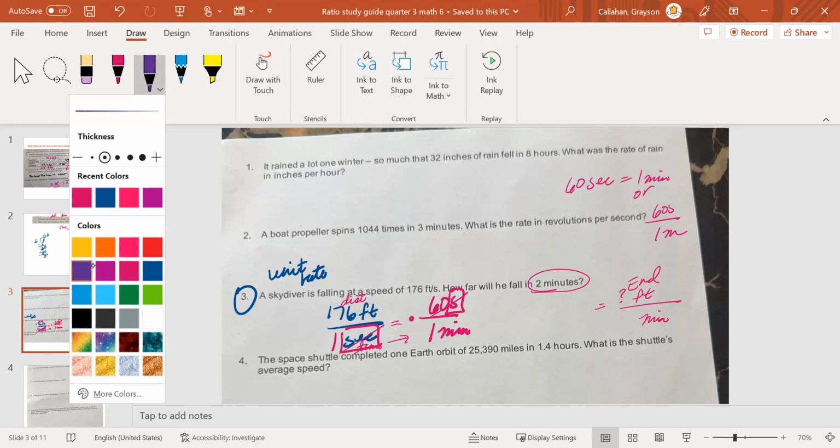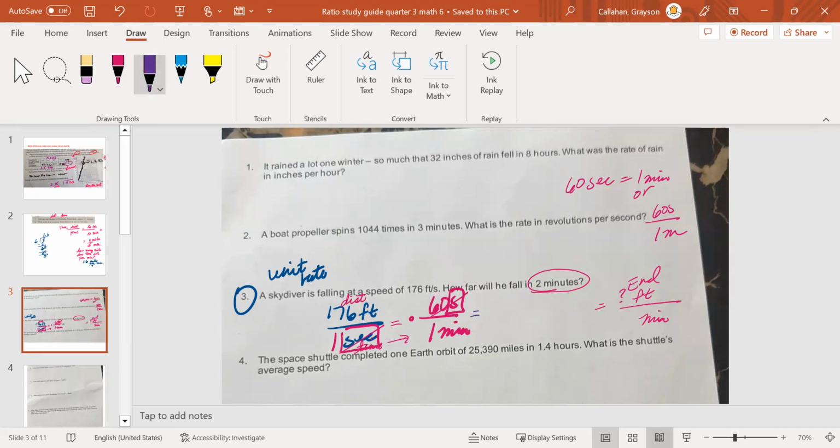So when you multiply across, 176 times 60. You're going to get 10,560 over 1 minute. This is in feet over minute. Do you already see like this is a pretty big number of feet that you're falling? If you want to change that from 1 minute to 2 minutes, what are you going to do with the feet? What do you have to do to get from 1 to 2?